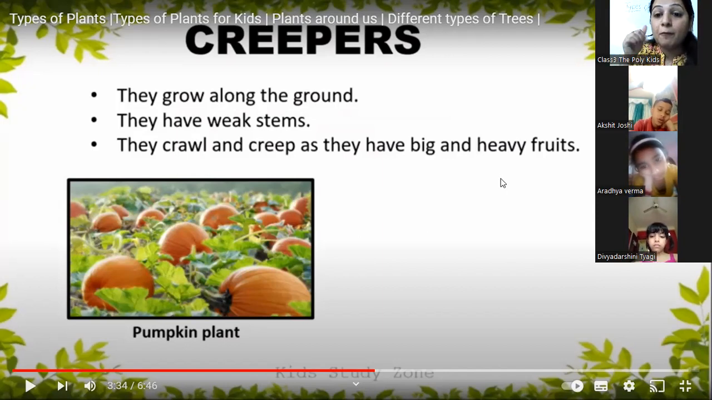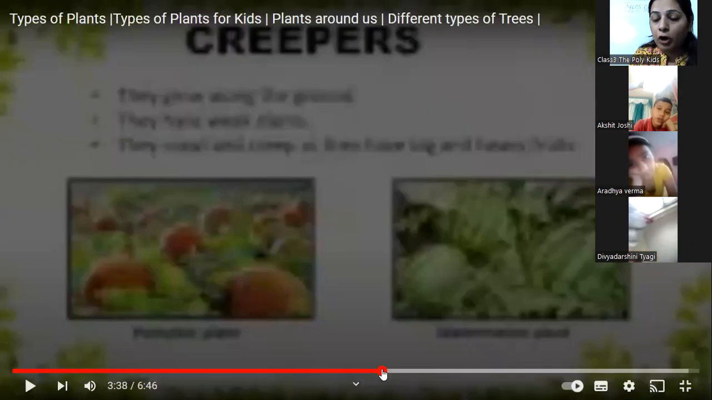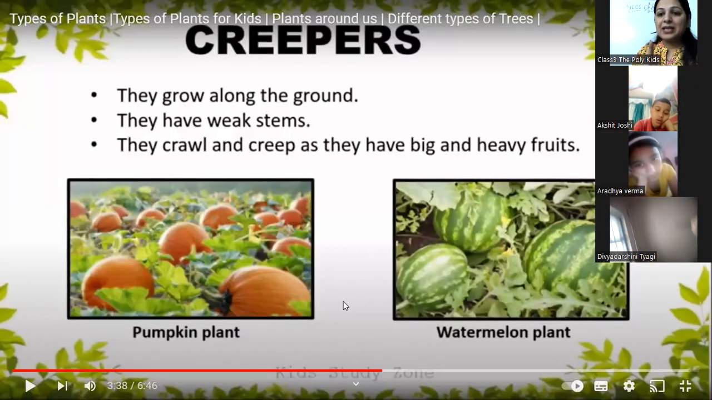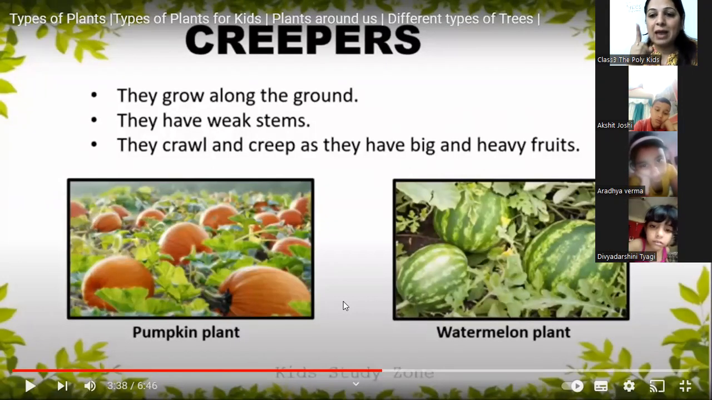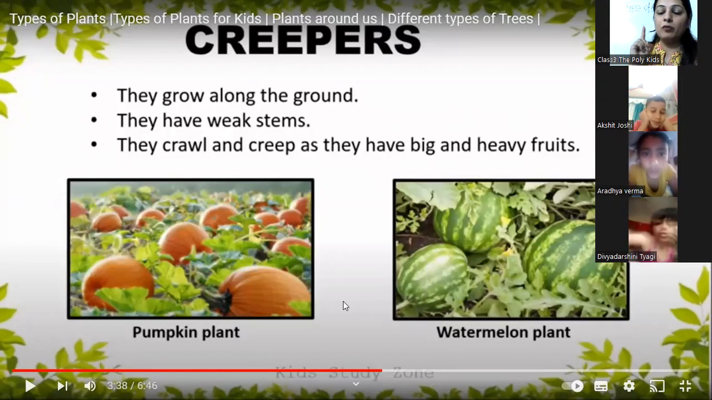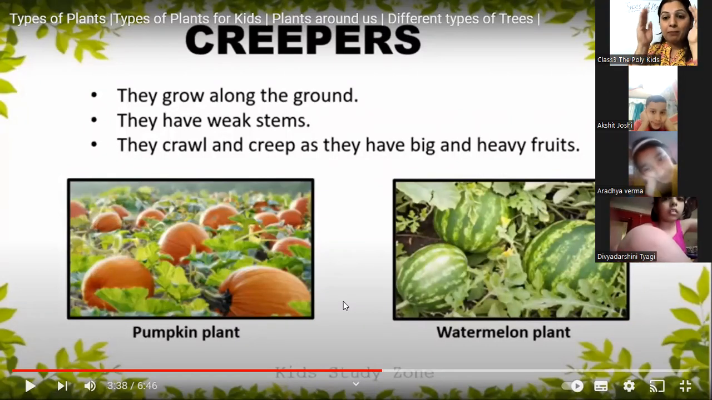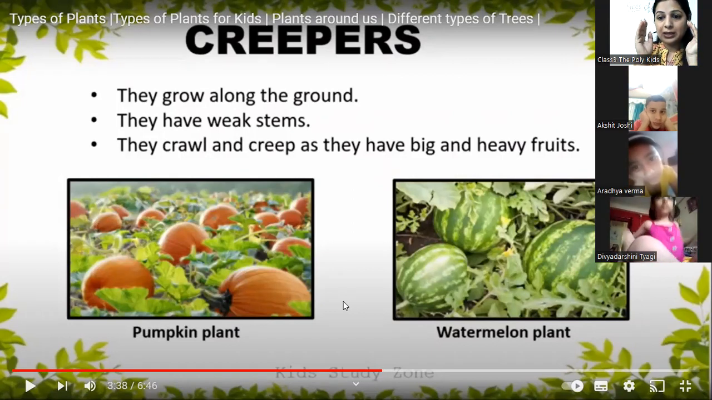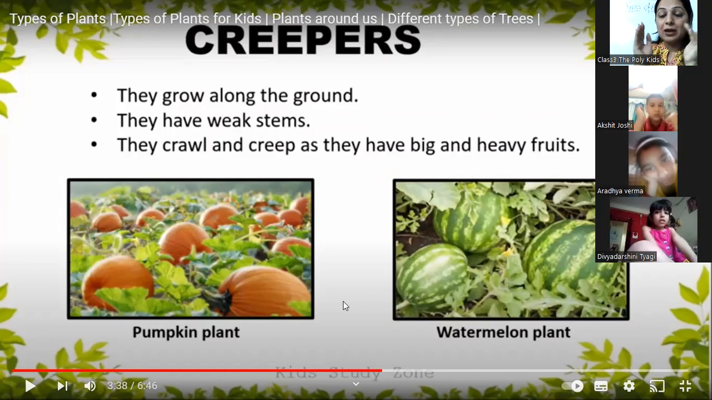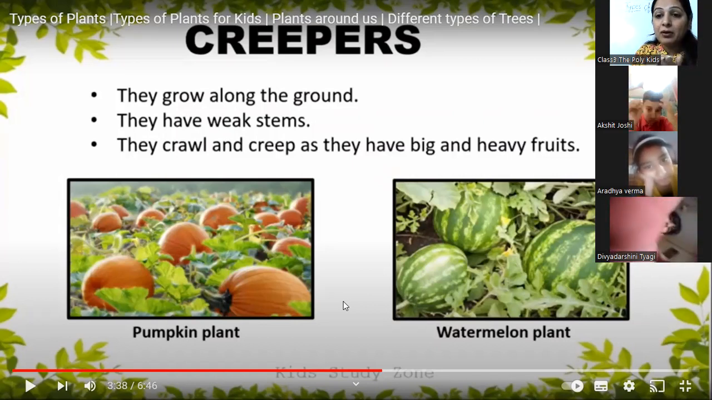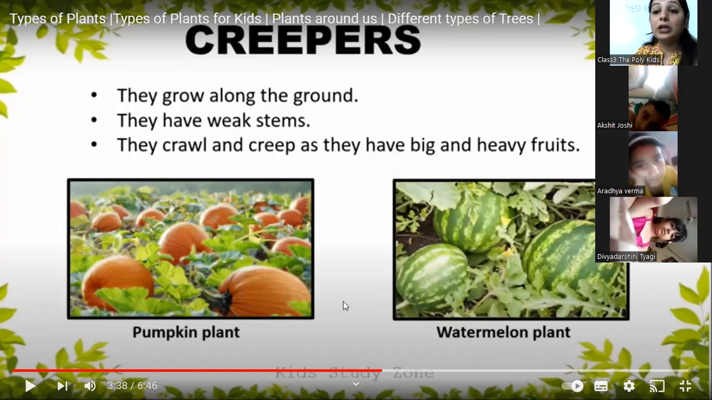And they have big and heavy fruits. For example, pumpkin and watermelon. If you pay attention to the examples, you will get to know the types of plant. Pumpkin is a bigger fruit. Watermelon is a bigger fruit. So their plants are called creepers. Their stems are also weak, but they grow on the ground.